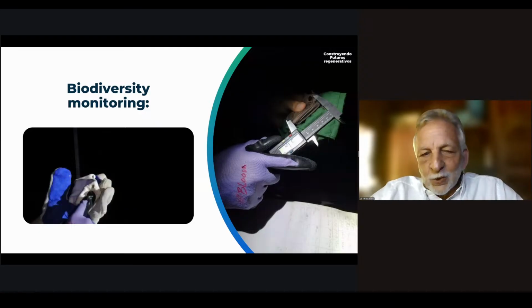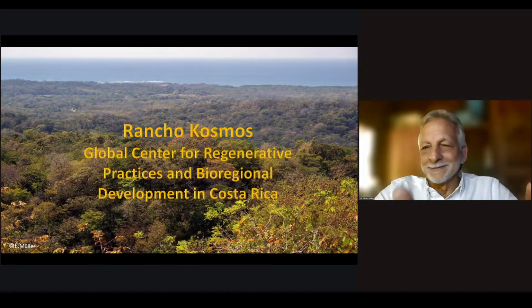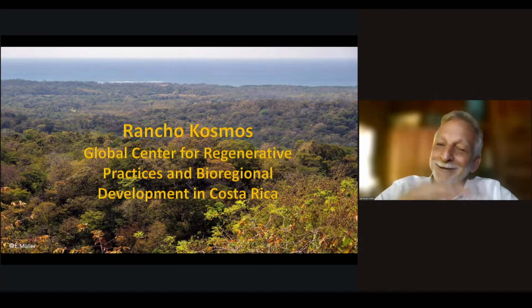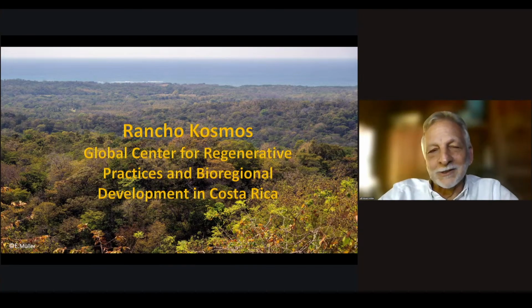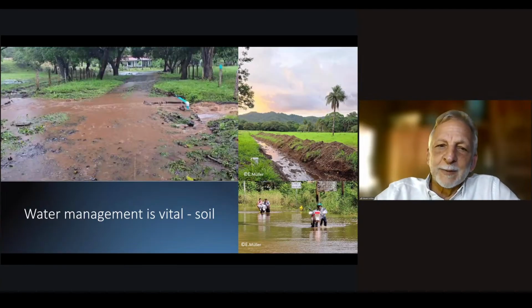And now we have Rancho Cosmos, where I'm living. Can you believe that? Look at the ocean in the back. I don't see this because I'm in the lowland, but if I climb up the hill, I can see the ocean from our farm. We're turning it into a global center for regeneration for people to come and visit.